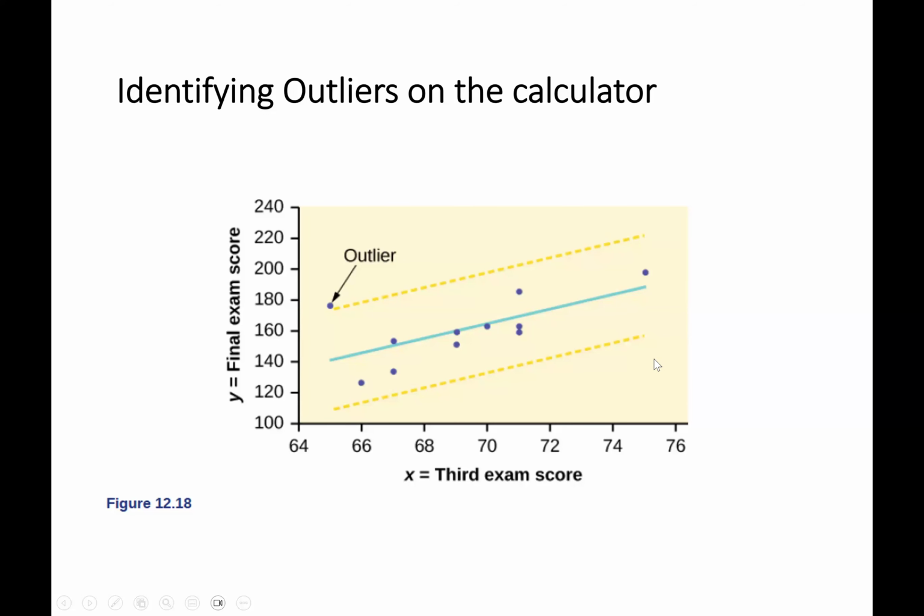So if you have any data values that are above or below lines that are 2 standard deviations from your regression line, so here is your regression line in blue, the 2 yellow lines are the regression line plus 2 standard deviations and the regression line minus 2 standard deviations. If you have a point that's beyond those 2 lines, it's a potential outlier.